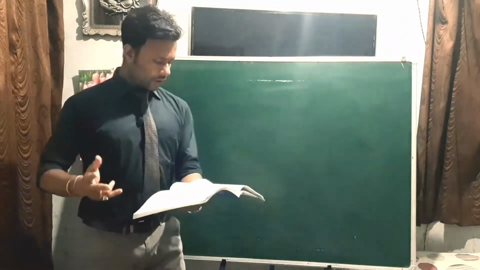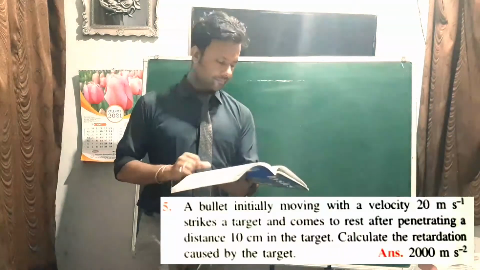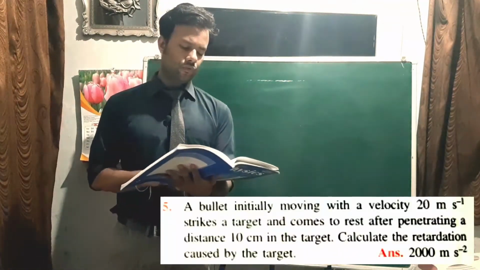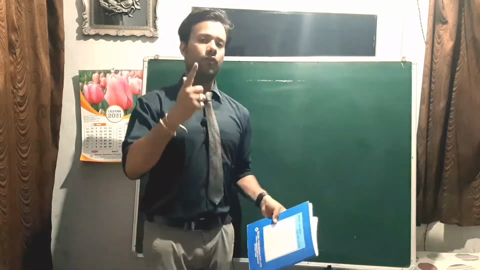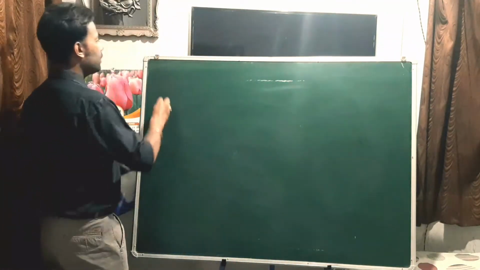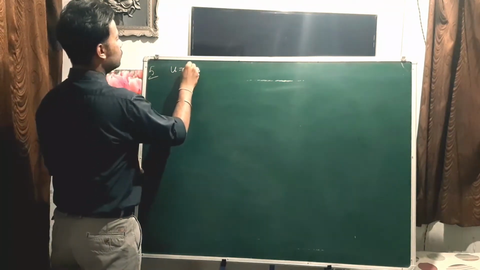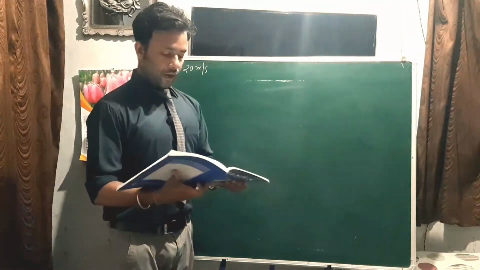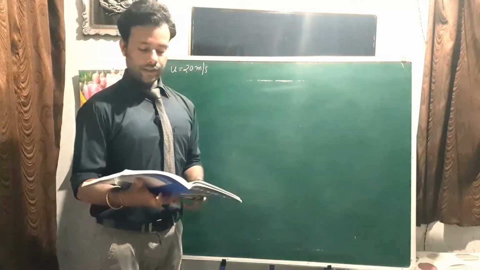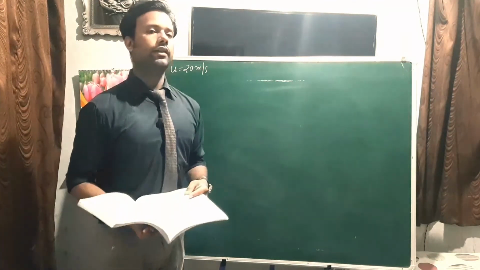So class, let's check out question number 5. The question says a bullet initially moving with velocity 20 meter per second. So the initial velocity is given: u equals 20 meter per second. It strikes a target and comes to rest after penetrating a distance of 10 centimeter in the target.